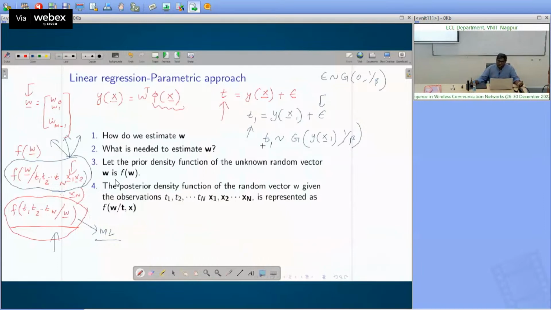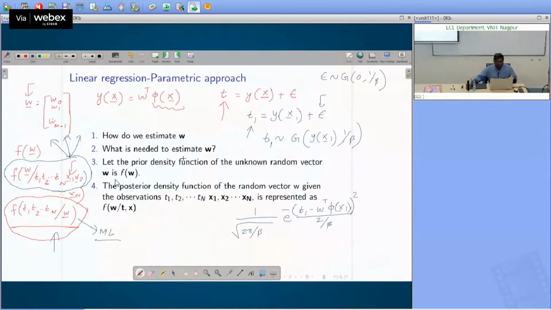So t1 is modeled as a simple Gaussian. You know the expression: 1 by root of 2 pi sigma square, where sigma square is 1 by beta. So we can put it like this, and then e power minus (t1 minus mean) the whole square by 2 sigma square. The mean is y of x1, which is nothing but W transpose phi of x1, and 2 sigma square is nothing but 2 by beta. So simple. This is the density function for t1.